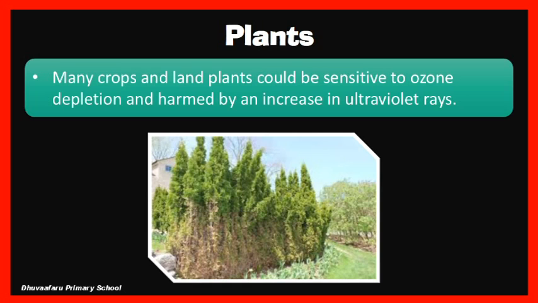How it affects plants. Many crops and land plants could be sensitive to ozone depletion and harmed by an increase in ultraviolet rays.